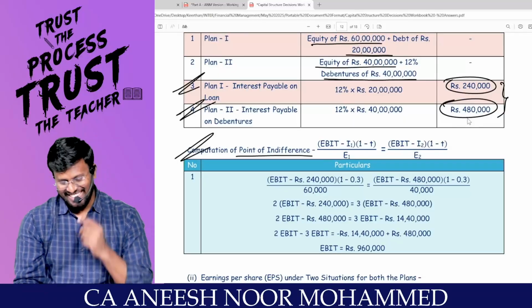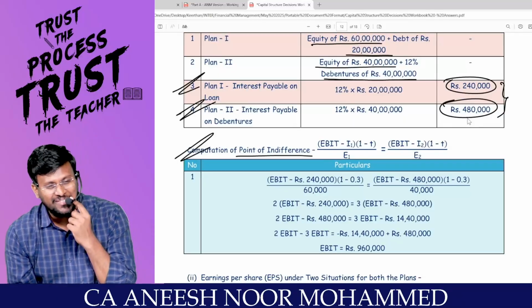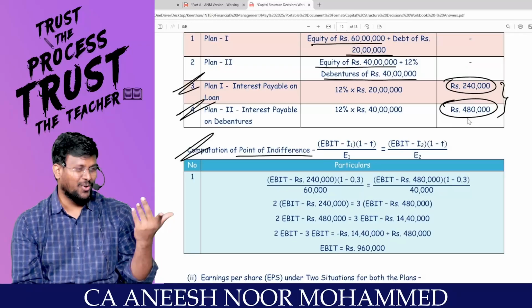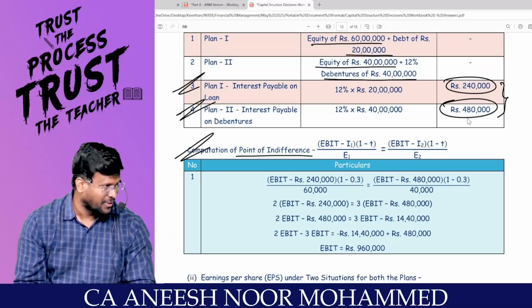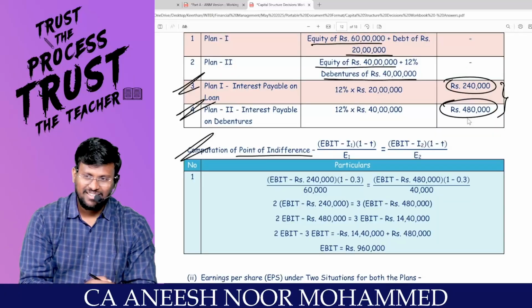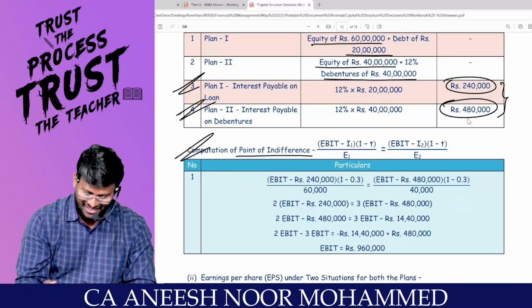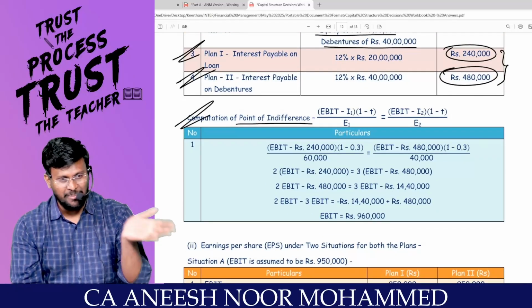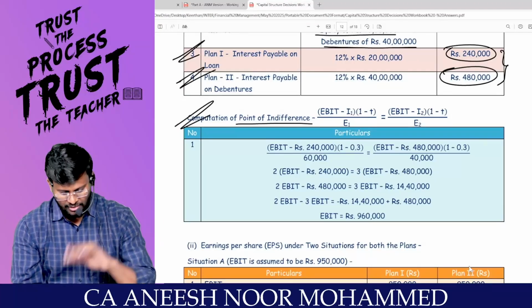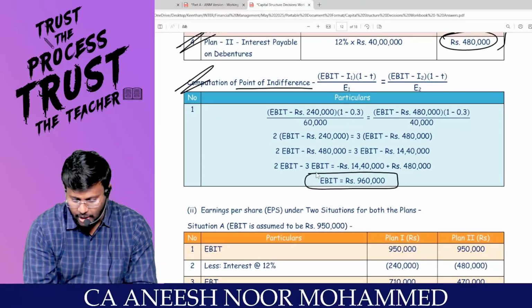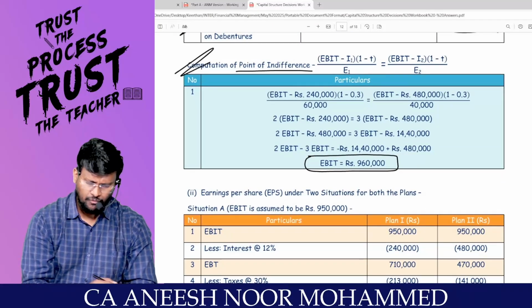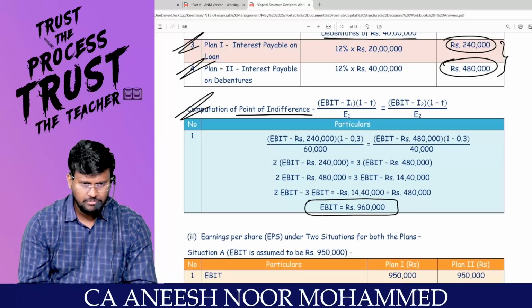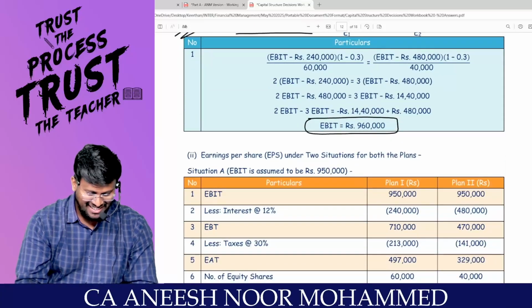Is there any preference dividend? No, sir. So this will be the residual earnings divided by number of equity shares. Case number 1, 60,000 shares. Case number 2, 40,000 shares. You will be getting some equation. Correct? Close it. You will get EBIT of 9,60,000. This is for both the plans.